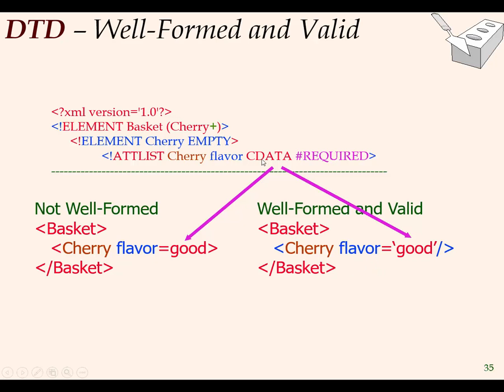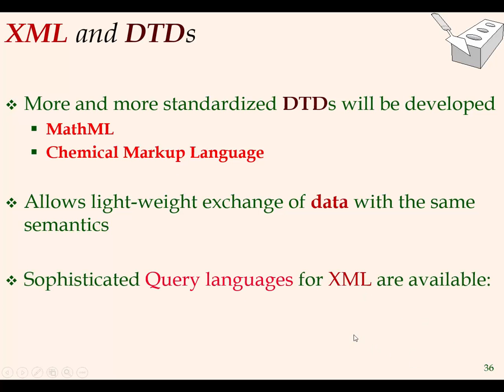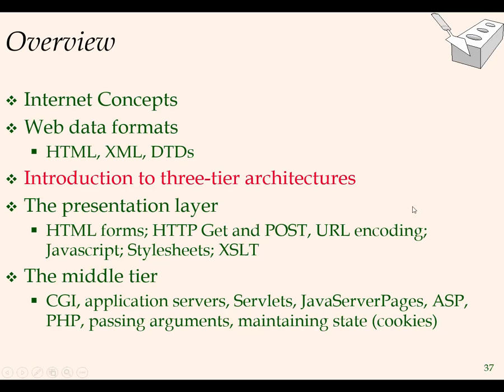Flavor is good, and again, this is character data, so this is not correct because you have to have a string in there. There are many DTDs out there, for example, for math, for chemical markup language, and again, you can actually create your own if you wish. There are many sophisticated query languages, like XQuery and XPath. XPath takes you into the tree structure of an XML document and finds the subtree that you are interested in, and XQuery actually returns the data.